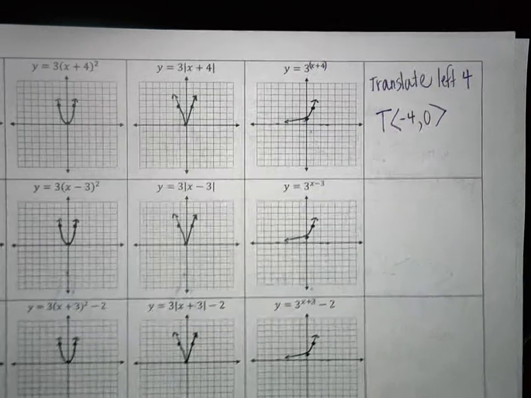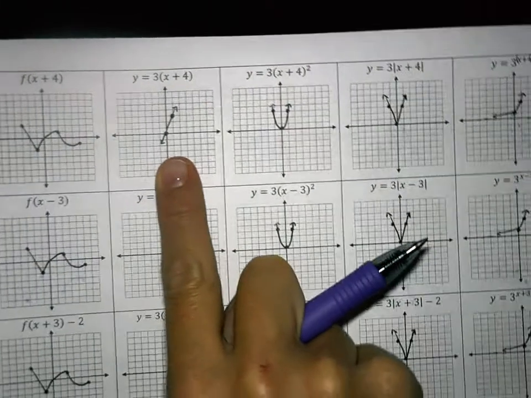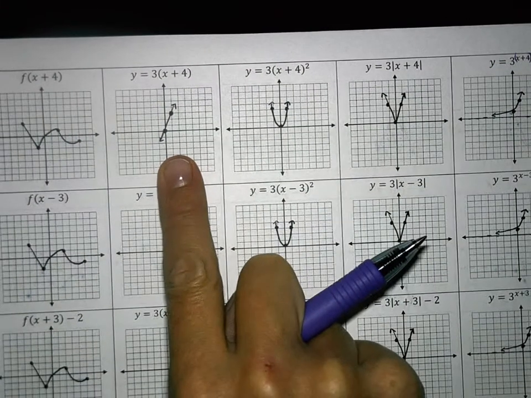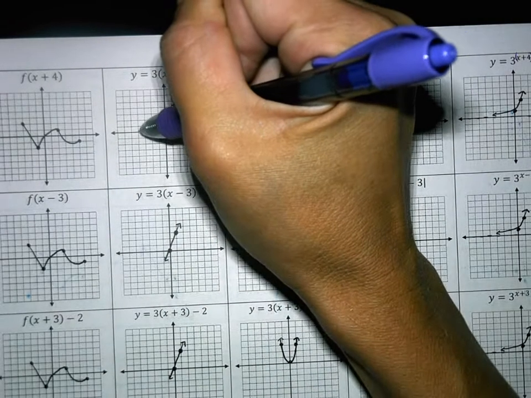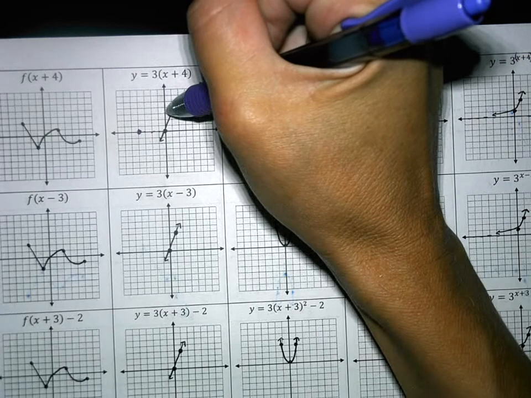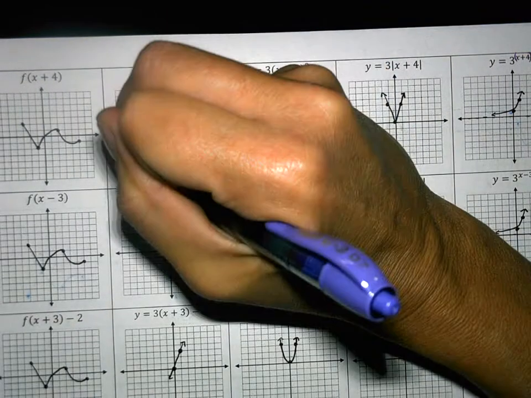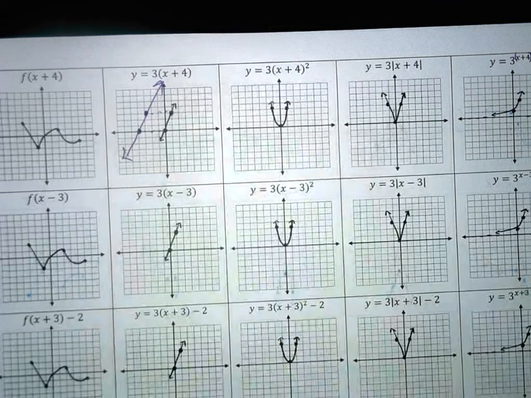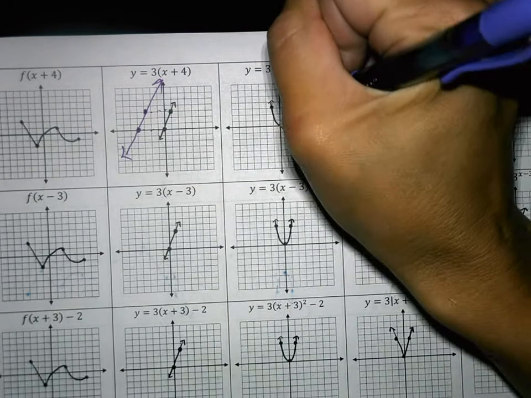Okay, so let's go over to the line this time. Let's do the line. And what am I going to do? Good. So each of these points, we're going to move left 4. 1, 2, 3, 4. 1, 2, 3. Okay? And then we can draw our line. Okay, the parabola, how is that one going to translate? Same thing, right? Left 4.